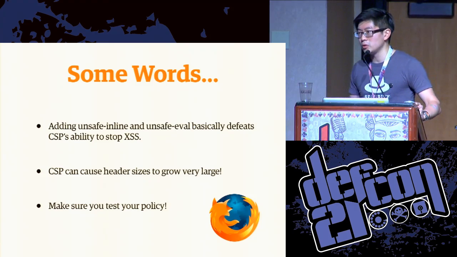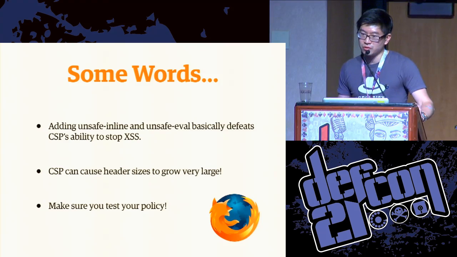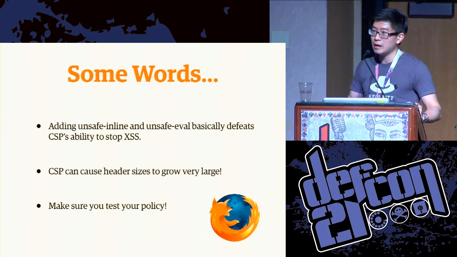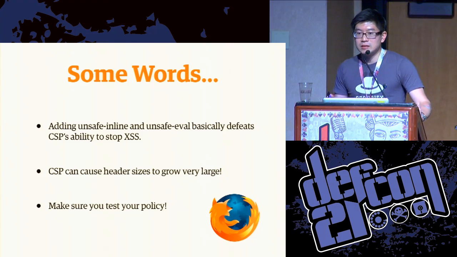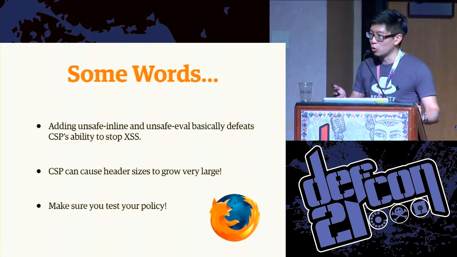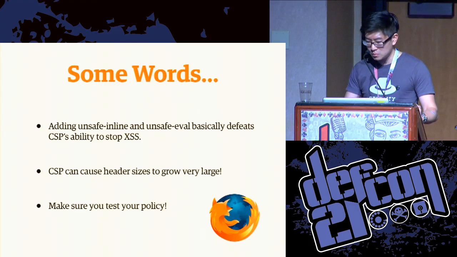In addition, content security policy, if you choose to implement it as a header, can potentially include a very, very large number of sources in your policy. And that can cause your header sizes to grow, which can potentially have an impact on performance. And the final, last sort of obvious point is that you should always make an effort to test your content security policy before you roll it out to production.